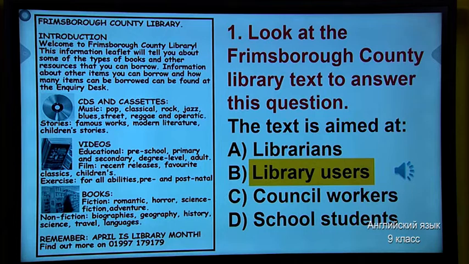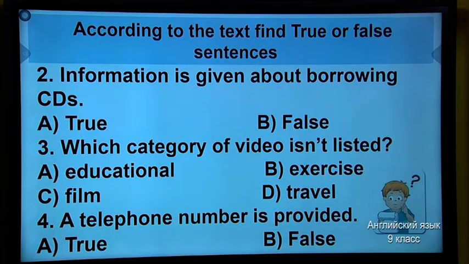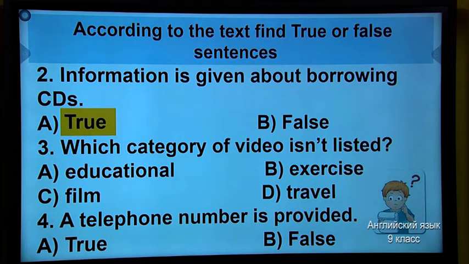Now, our second task. Second question. According to the text, find true or false sentence. 2. Information is given about borrowing CDs. A. True. B. False. Did you find it when you listened to the text? Yes, it is true. It's about borrowing CDs and books.